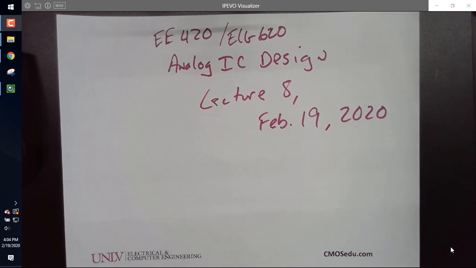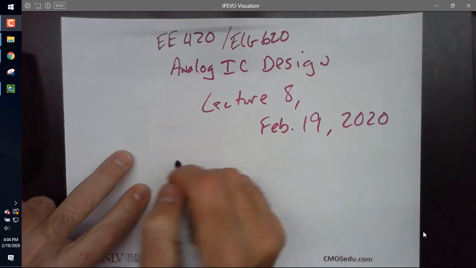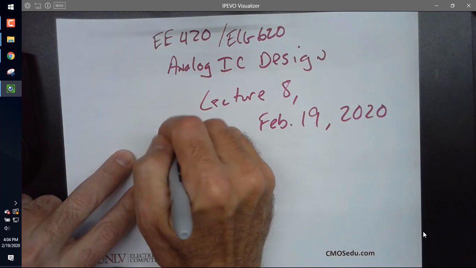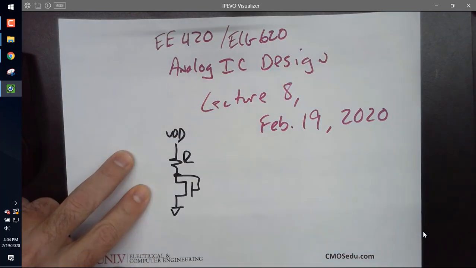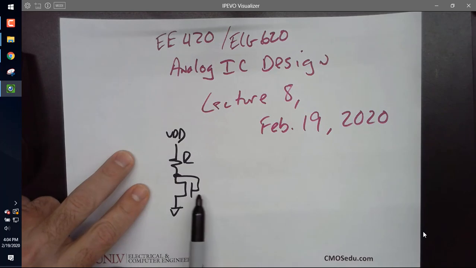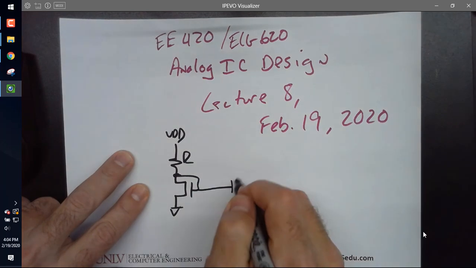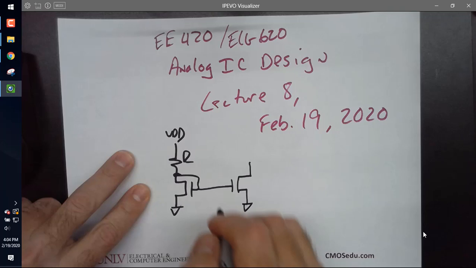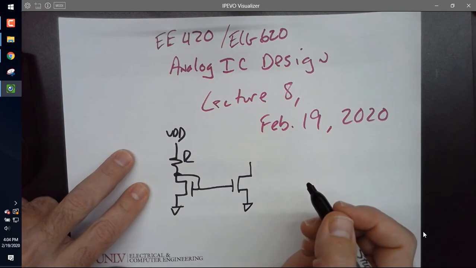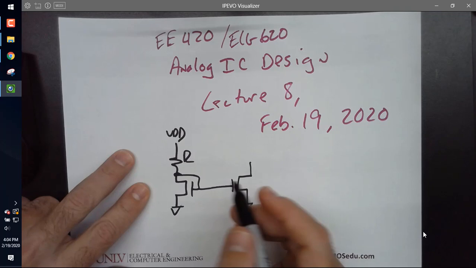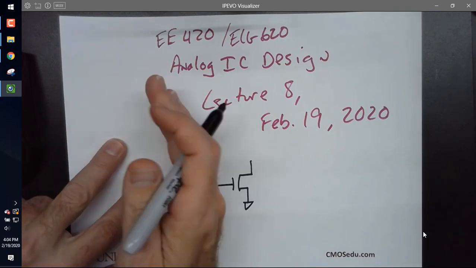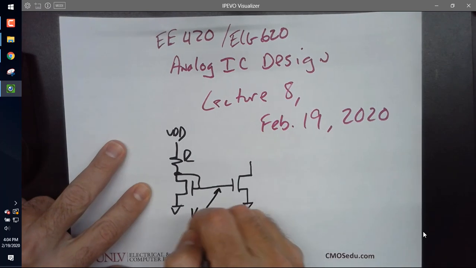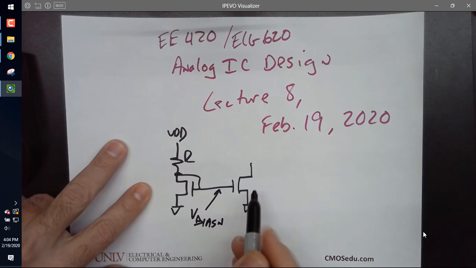All right, let's talk about supply-independent biasing. So you remember when we did this and we calculated the current that flows, then we use this to bias other current mirrors? Does anybody remember? A lot of times in industry, they won't show you this part of the circuit. It'll just be somewhere else on the chip, and they'll just call this, say, V bias N for biasing the NMOS.